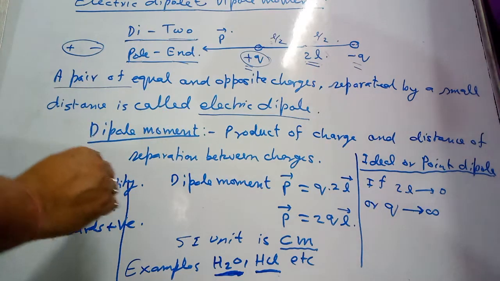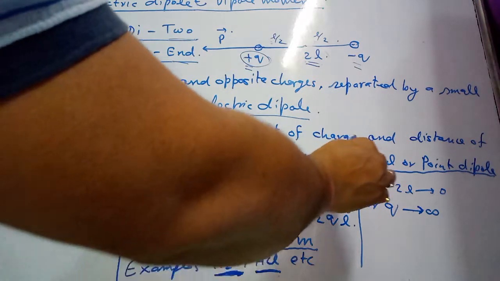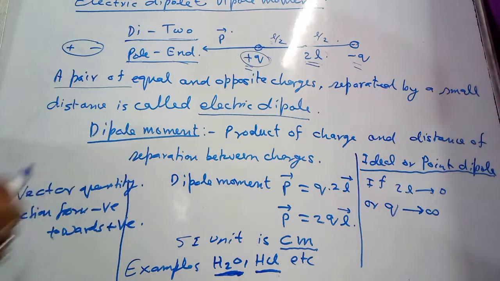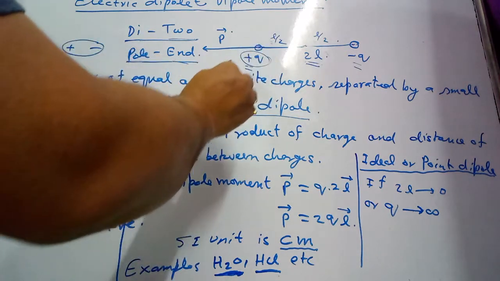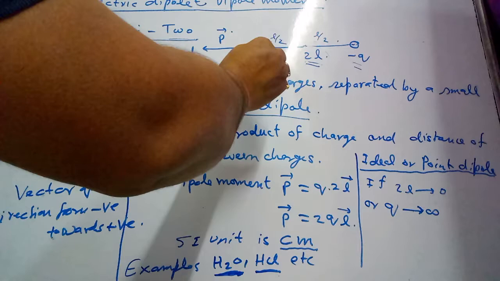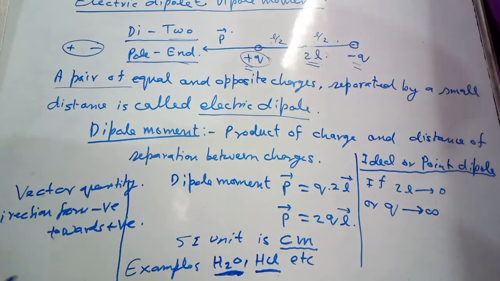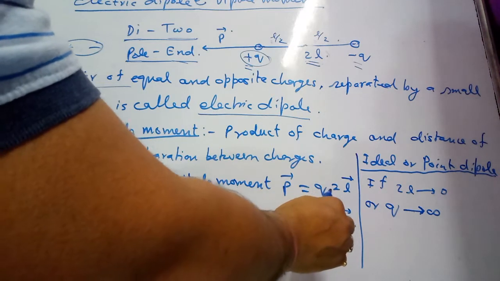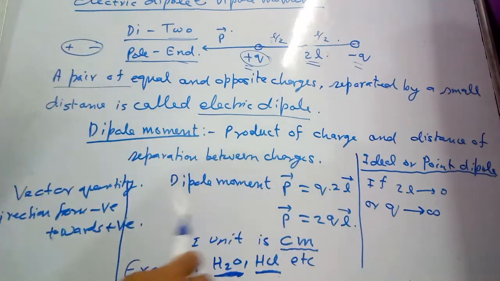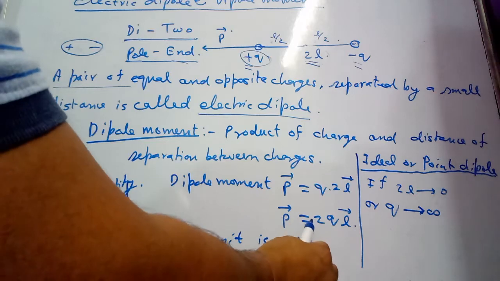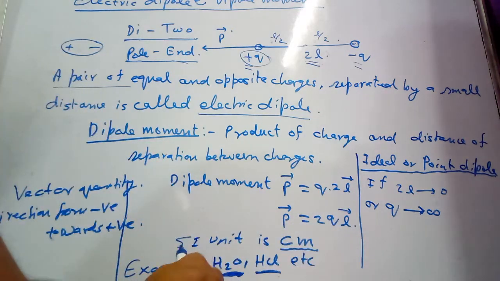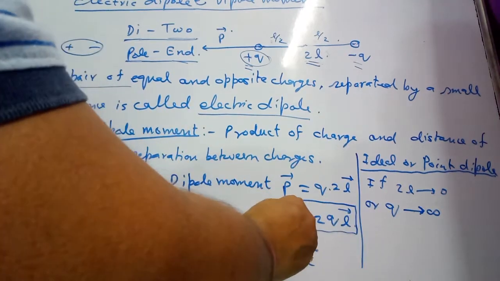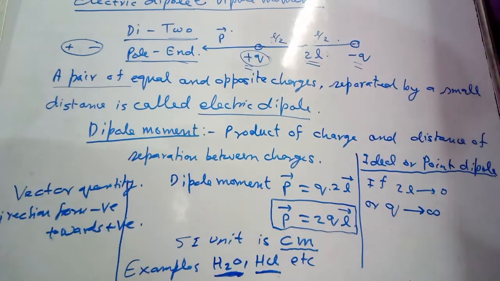So the dipole moment of the dipole is defined as the product of charge and the distance of separation between the charges. So what can be the dipole moment of this dipole, whose charge is Q and separation between charges is 2L? The dipole moment can be written as vector P equal to Q into 2L, that is the length of the dipole, or vector P equal to 2QL. So this is the formula for the dipole moment of the dipole.